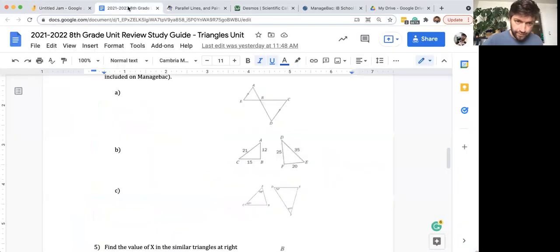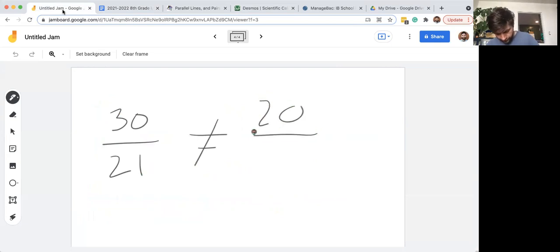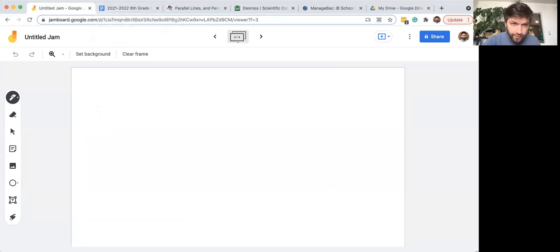So for this one, you can just write, and this is a correct statement and factually accurate, you could write 30 over 21 does not equal 20 over 12. Okay. And that proves that they're not similar because they're not proportional. So number 2 is not similar.